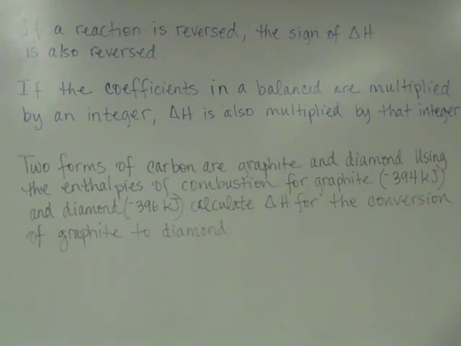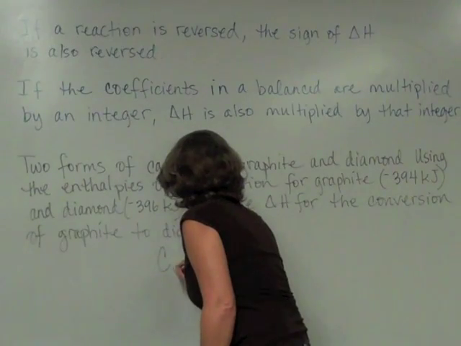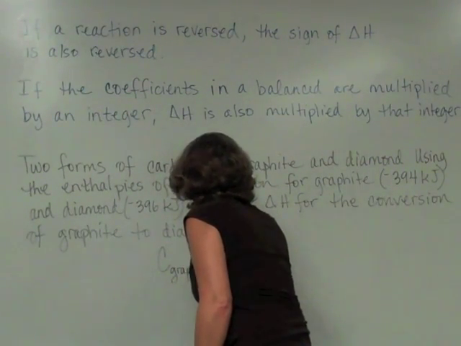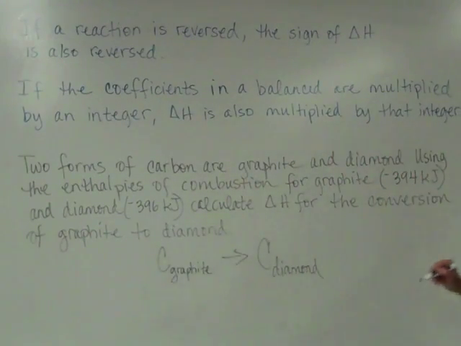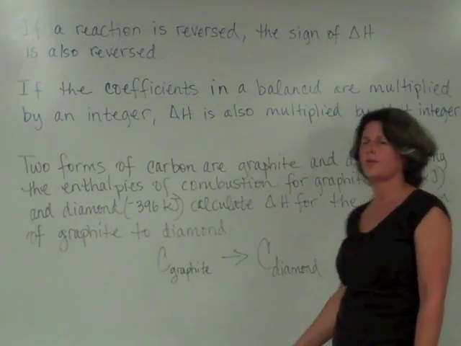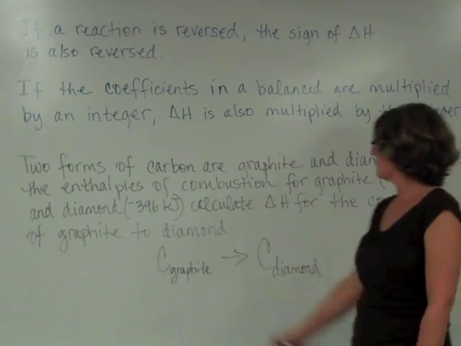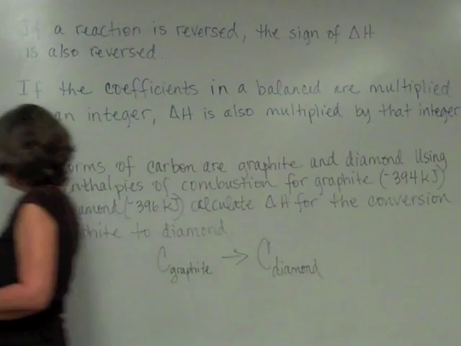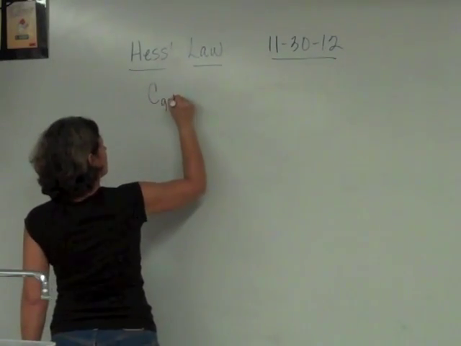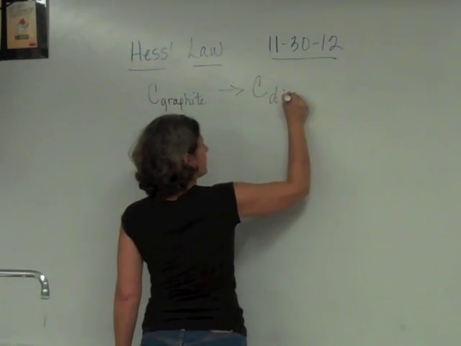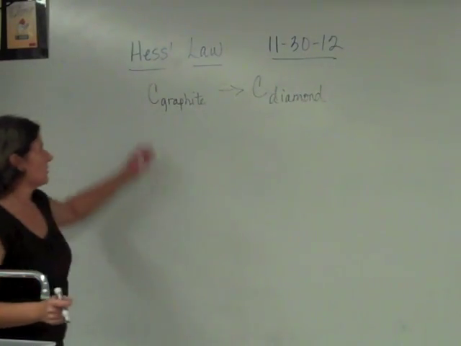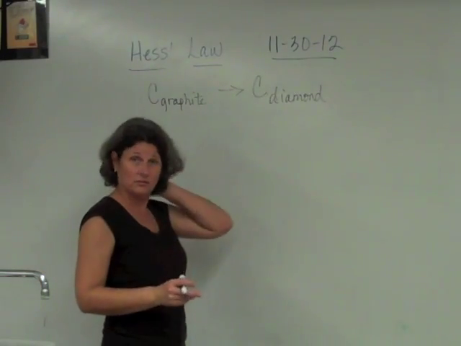There's our problem. In the end, this is what we want: graphite to diamond. We are going to use the heat of combustion of graphite and the heat of combustion of diamond to figure that out. Carbon in the form of graphite to carbon in the form of diamond. I think it's time to start abbreviating, so I'm going to call these C sub G and C sub D. We'll know what that means.